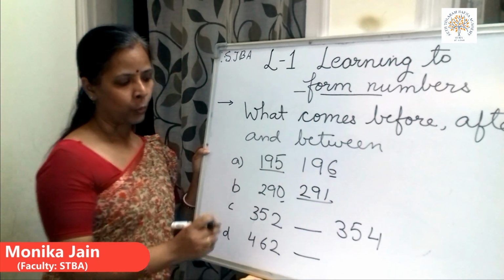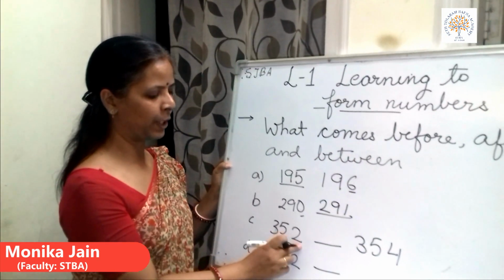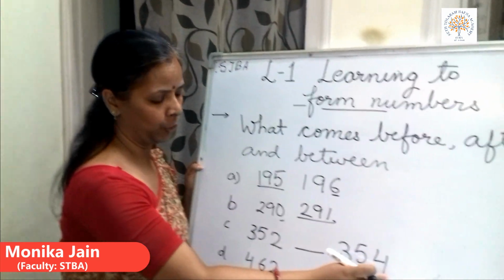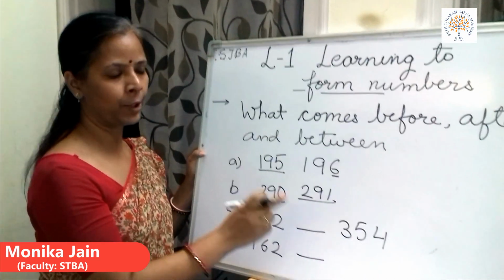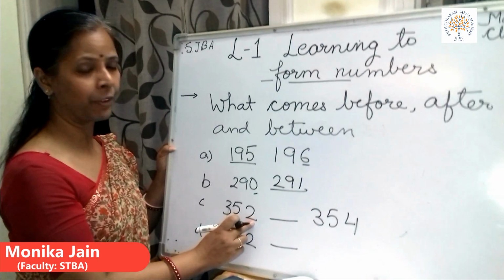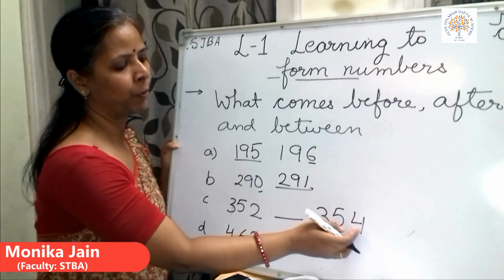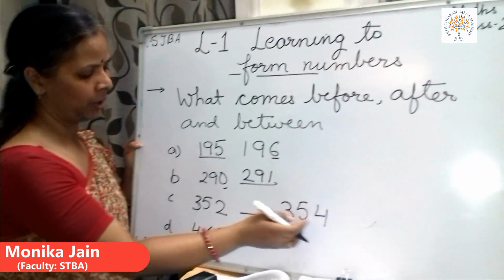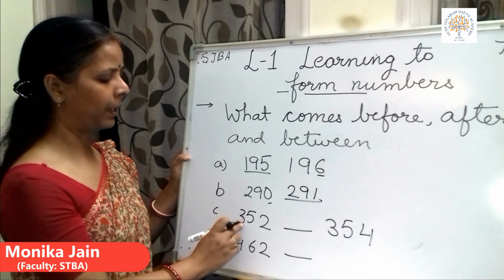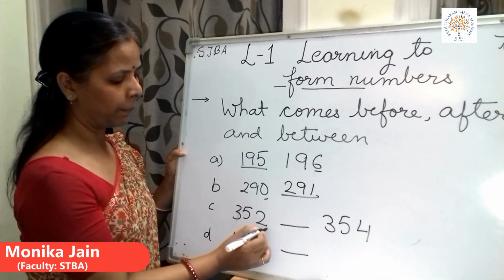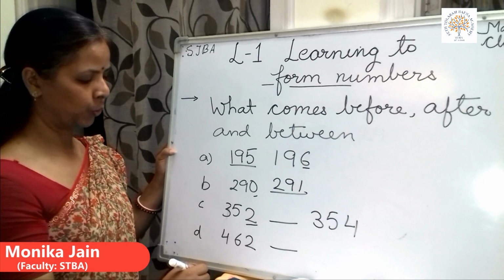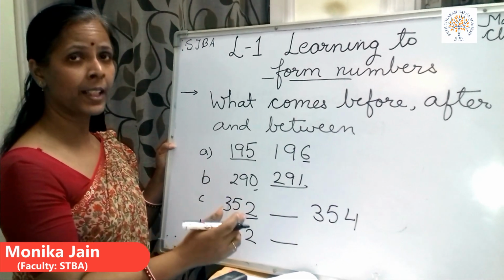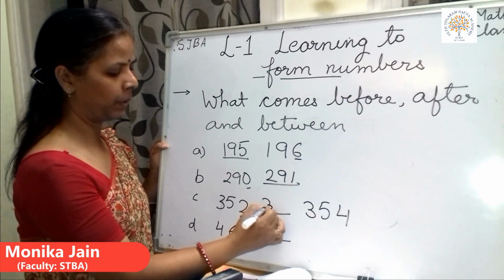Which number comes between 352 and 354? You can look at this question in two ways. You can write the number after 352 or you can write the number before 354. It is easy to write the number after 352. The number in the ones place is 2. So the number after 2 is 3. So the next number will be 353.